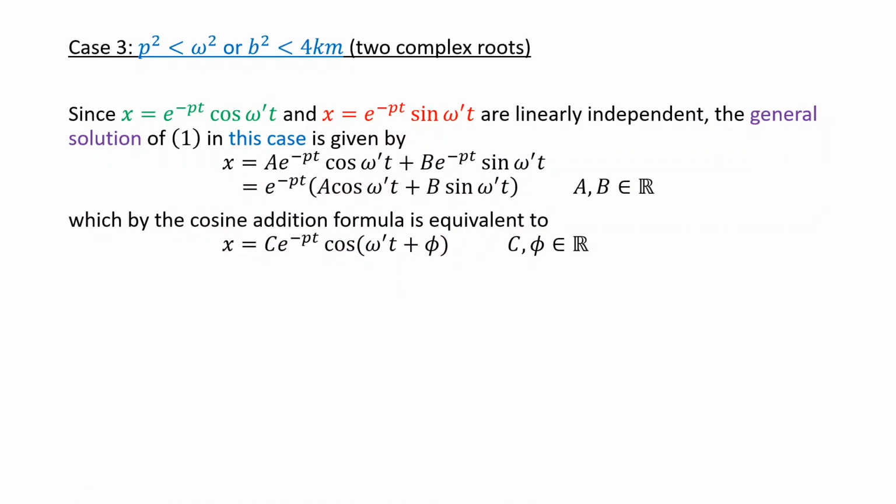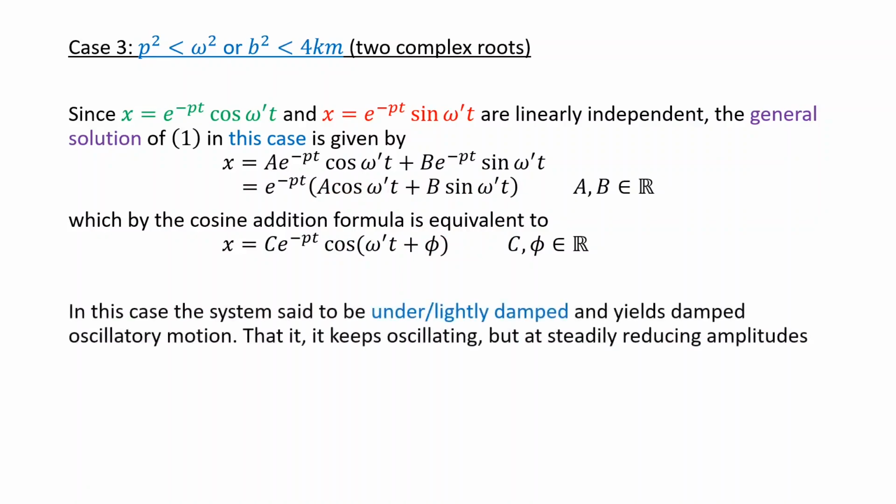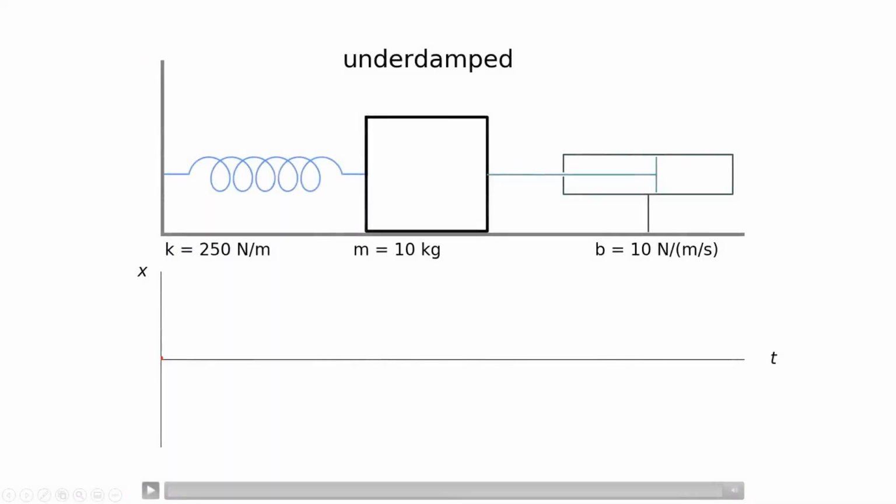Good. So what is this? This is what is called under or lightly damped, and yields oscillations with decreasing amplitudes. As you can clearly see here, I've got my cosine term, which means oscillations, but it's inside the e to the minus pt term, with p of course positive. So it's oscillations, but due to this term, it is reducing, oscillations of reducing amplitude. So for example, like this.